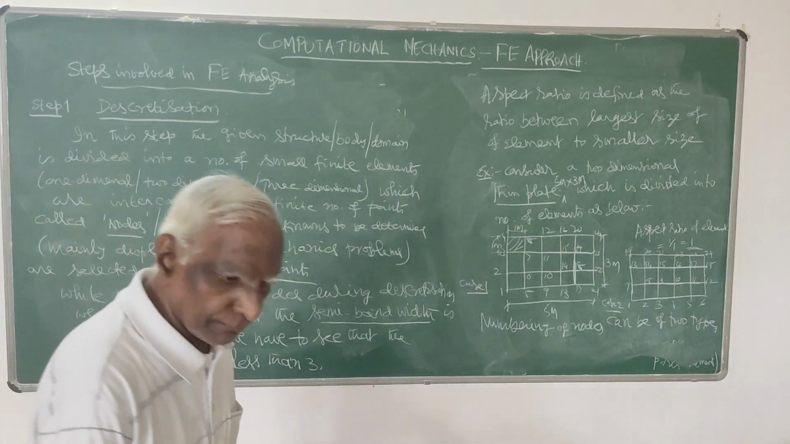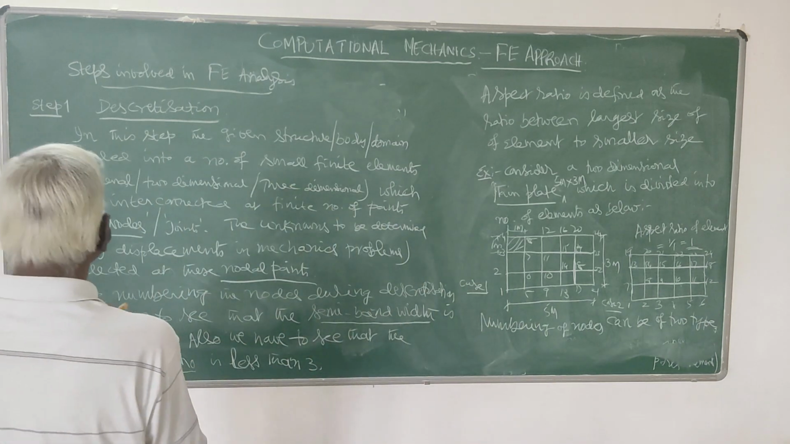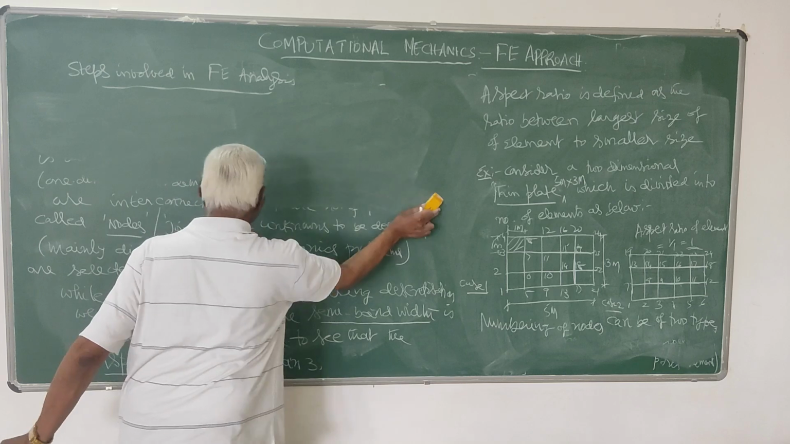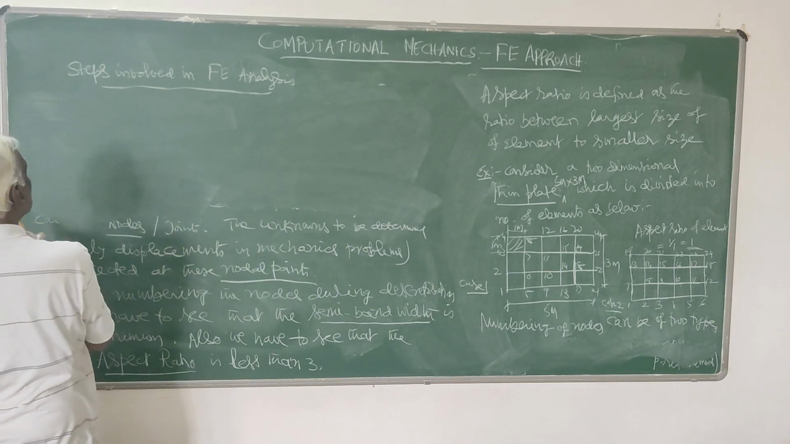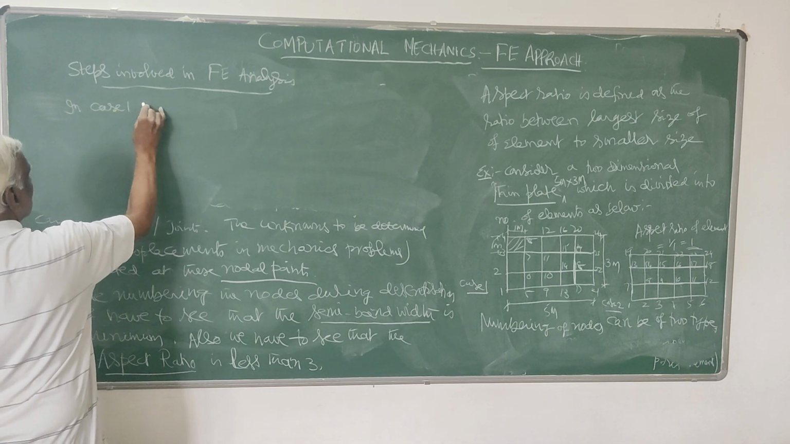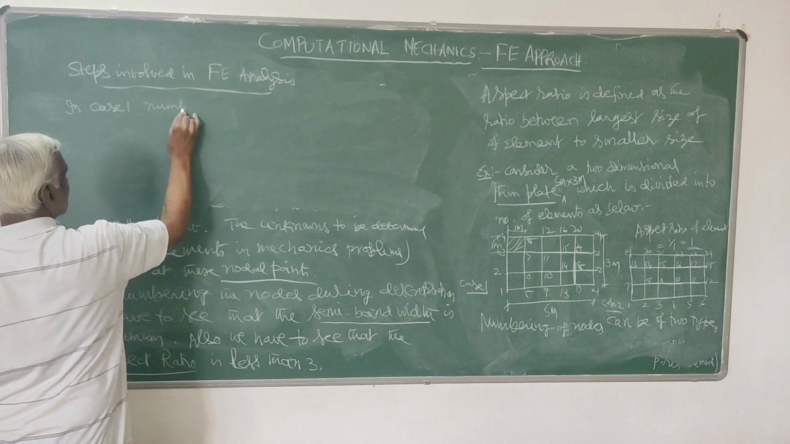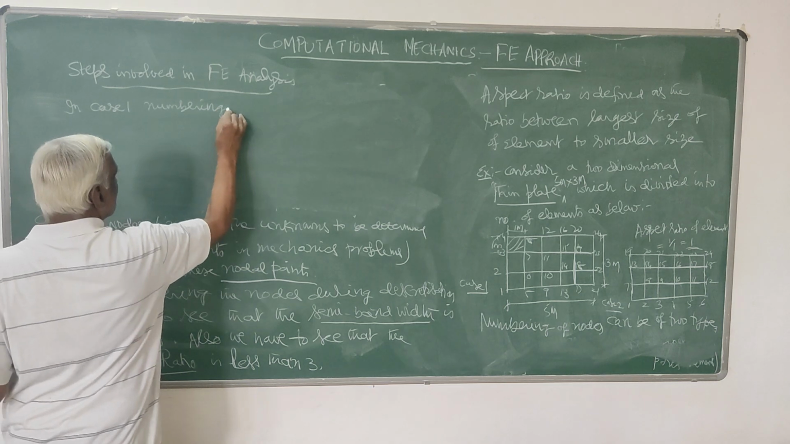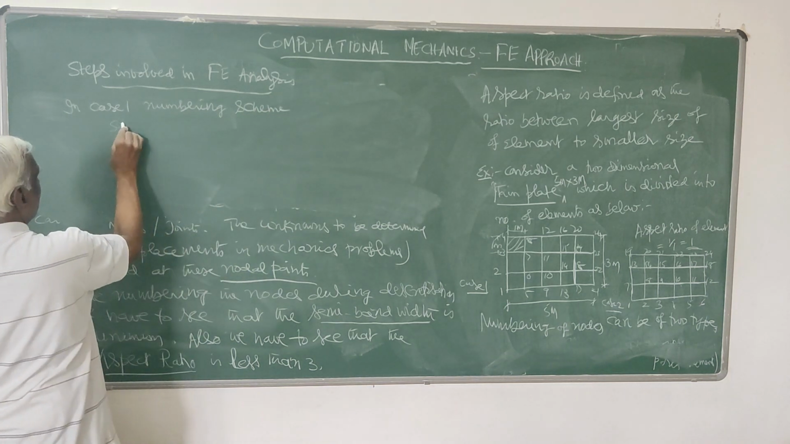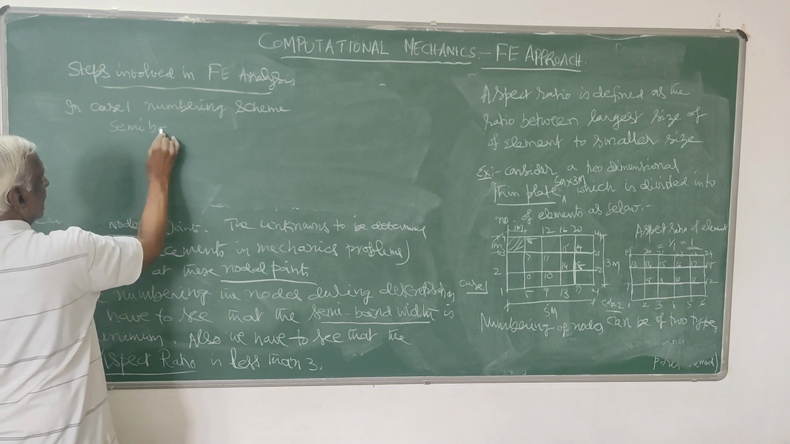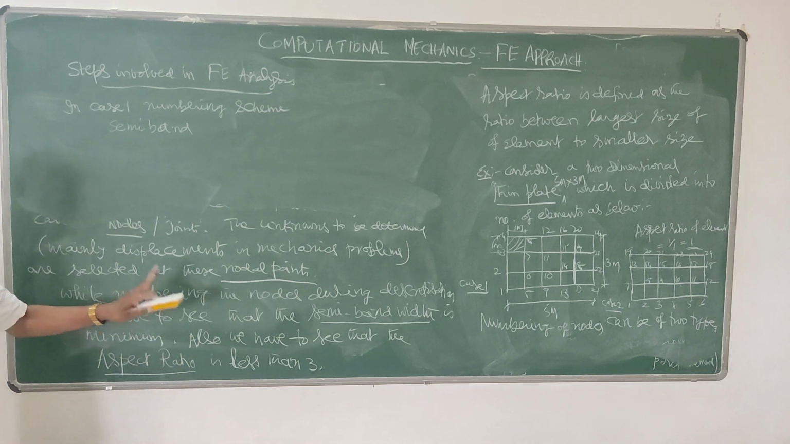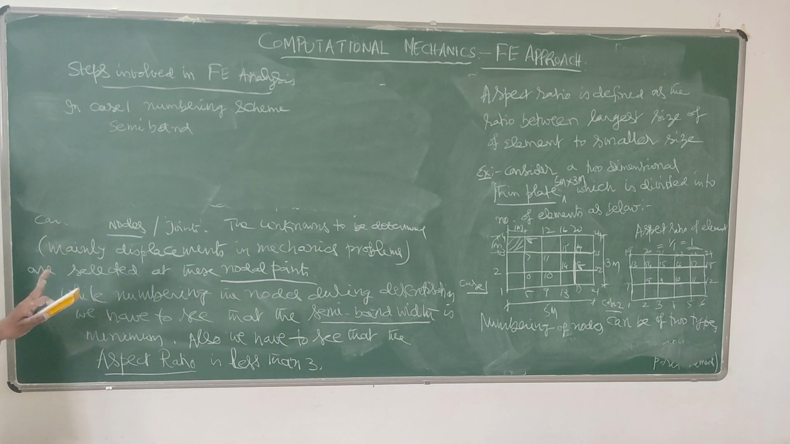In case 1 numbering scheme, semi-bandwidth. I told you semi-bandwidth has to be minimum. That's what I am explaining now.